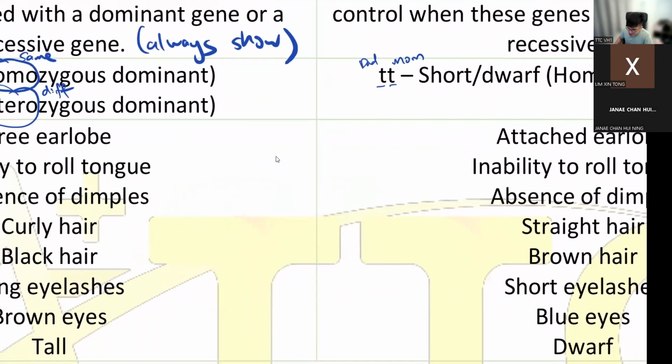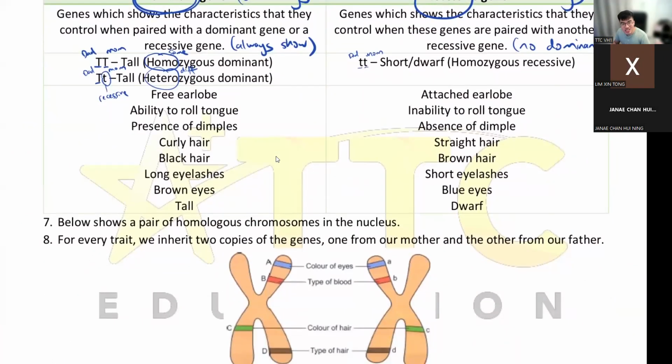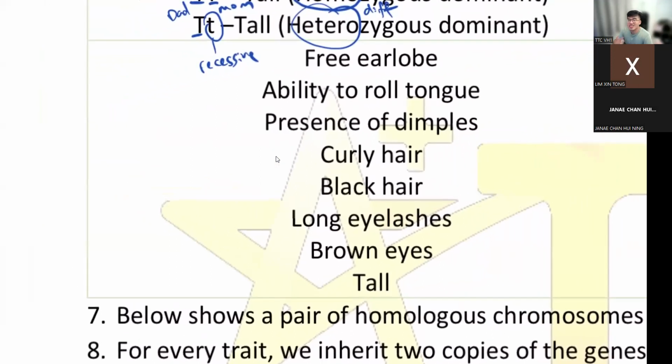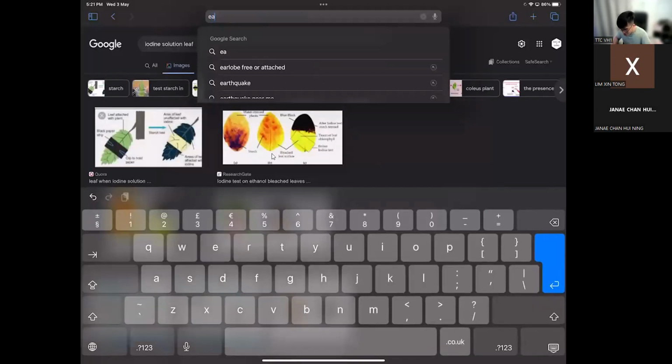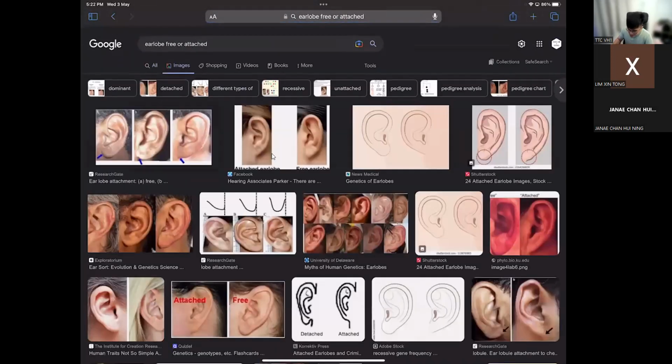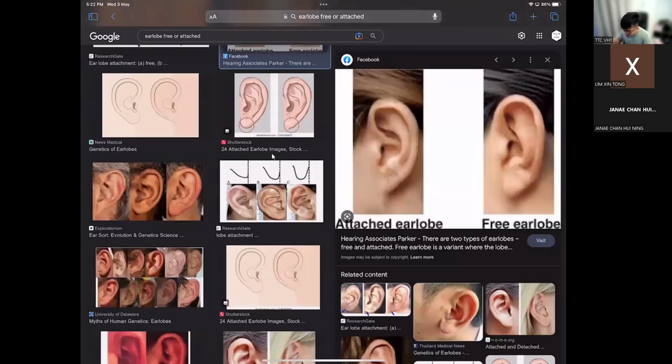So let's look at our list of genes. Who are the winning genes and who are the losing genes? Out of these dominant genes, see how many you got. Number one, you know what is free earlobe? Let me show you. Look at your ear. Is your ear attached like the picture on the left, or are you the one with the free one?